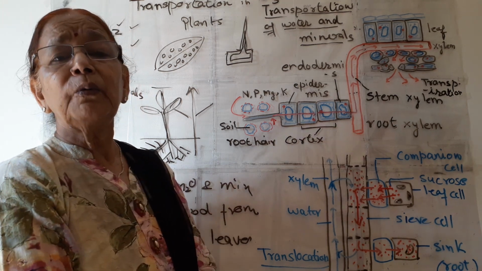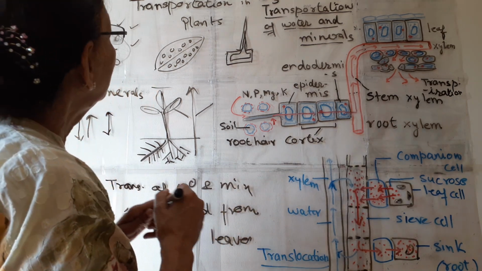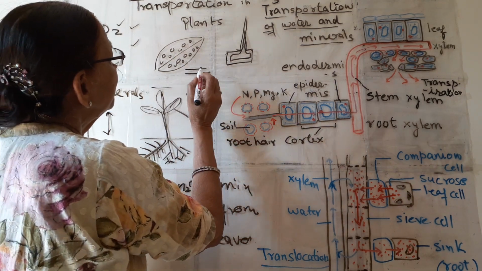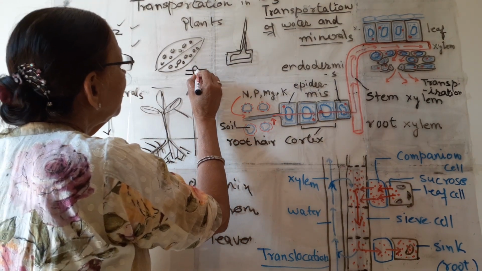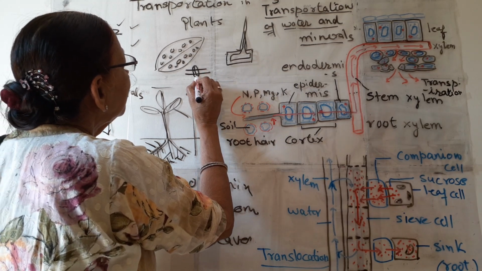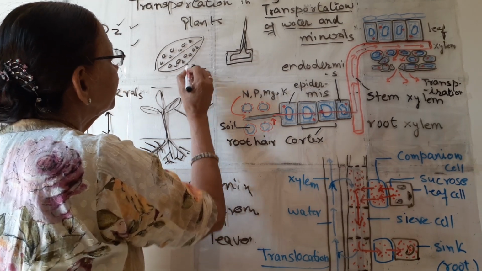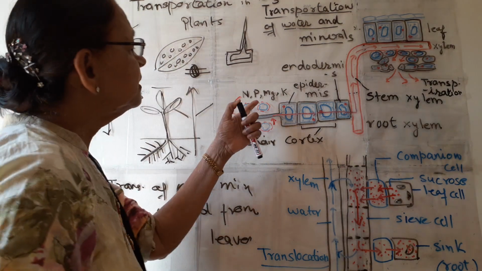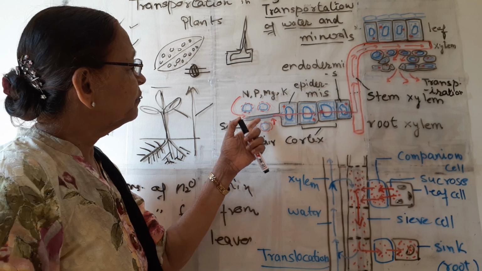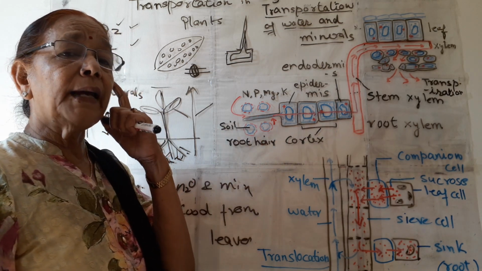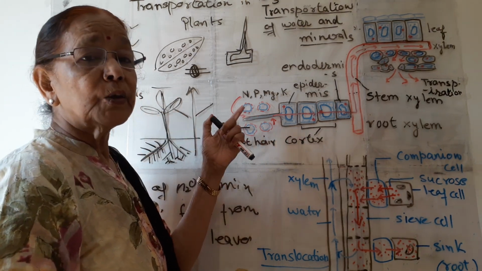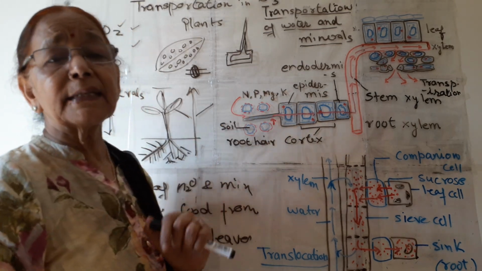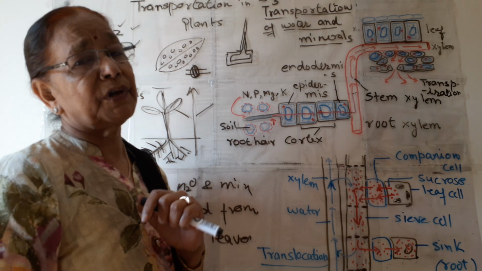And what is active transport? You have learned about the plasma membrane. Suppose this is the plasma membrane, and in the plasma membrane these carrier proteins are there. These carrier proteins catch hold of these ions and transfer them to the cytoplasm of the cell. So energy is used and these ions get into the cell by active transport.